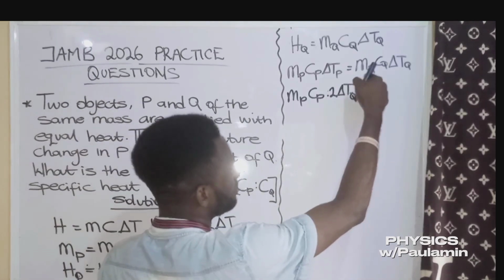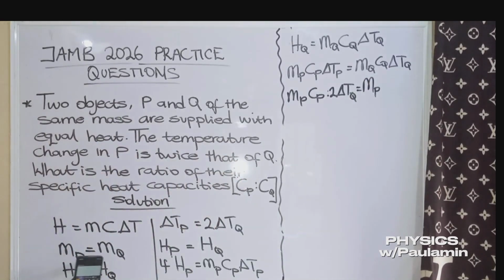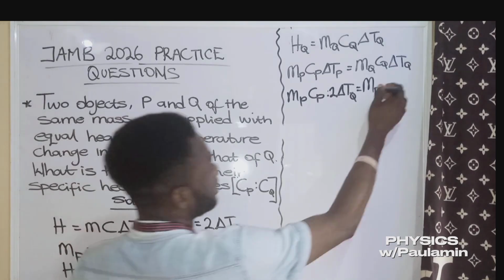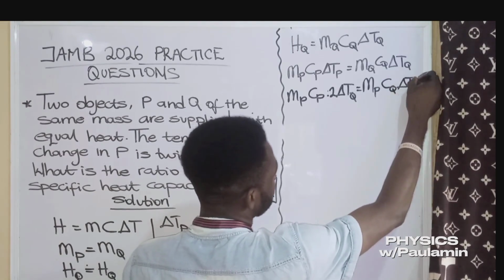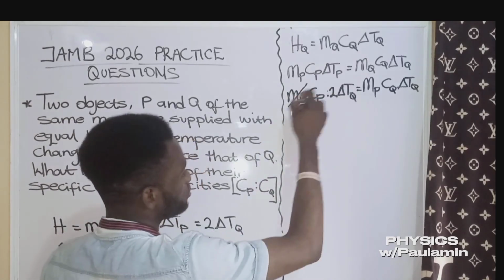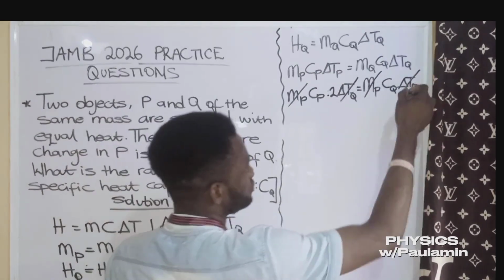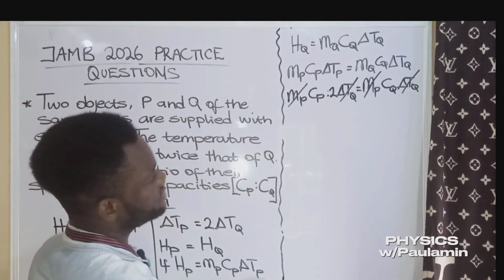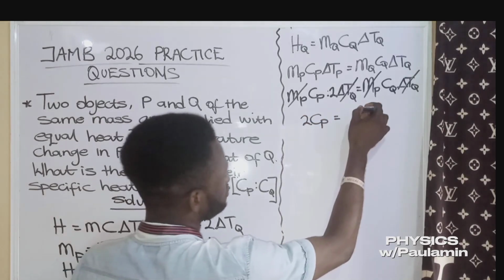This will be equal to mass of Q. Now this will be represented as mass of P, because mass of P from the question is equal to the mass of Q. Right? So specific heat capacity of Q times change in temperature of Q. Okay, now since mass of P is the same as mass of P here, this will cancel out, and since I have change in temperature of Q here, this will also cancel out. So I am left with 2Cp being equal to Cq.